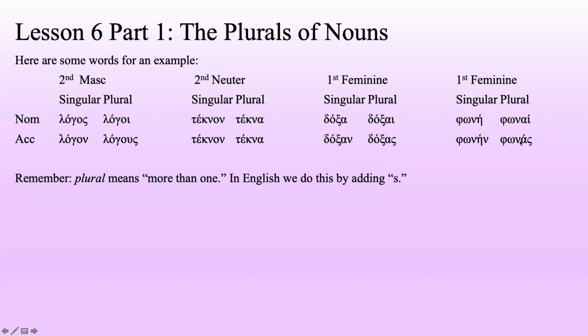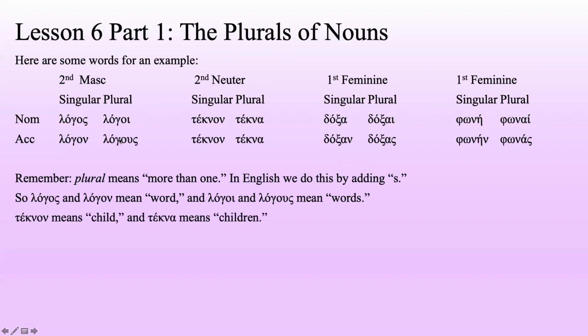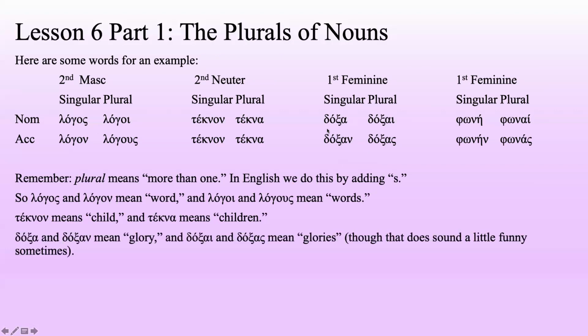Remember, plural means more than one. In English, we do this by adding s to most of our nouns. So logos and logon mean word. Logoi and logus mean words. Teknon means child, and tekna means children. There's an example of where we can't just add an s, but you probably know that pretty well already.